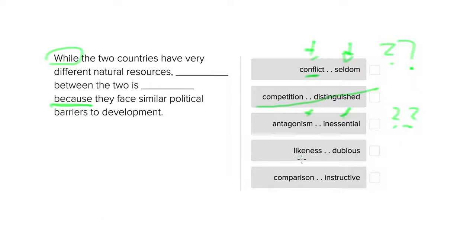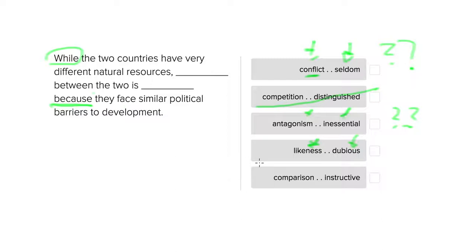This next choice that we've got here is likeness and dubious. While the two countries have very different natural resources, likeness between the two is dubious. Again, this doesn't satisfy the first thing we pointed out, because here we'd be highlighting a difference if we said that their likeness, how they're alike, is dubious or questionable. And we wouldn't have "while" if we were highlighting the same thing on both sides of the comma. So this definitely isn't the answer.